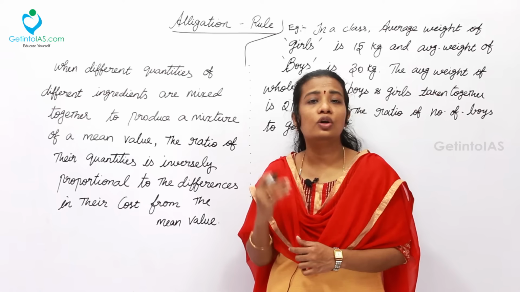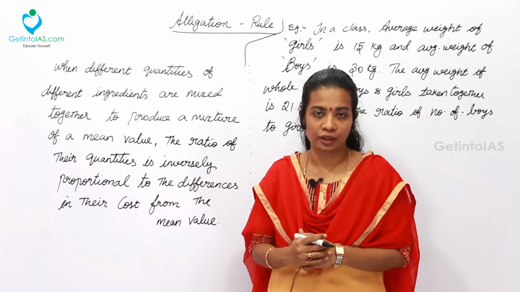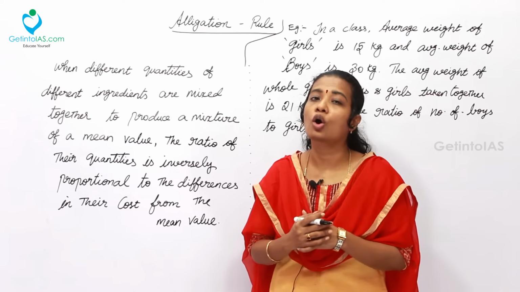In this session, today we are going to discuss the application of the alligation method in average-oriented problems. So let's see the definition first. Before that, why are we using this alligation method? We use the alligation method, which is a simplified technique to solve complex average problems.